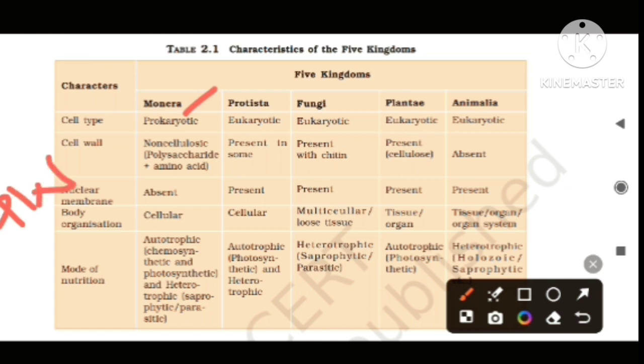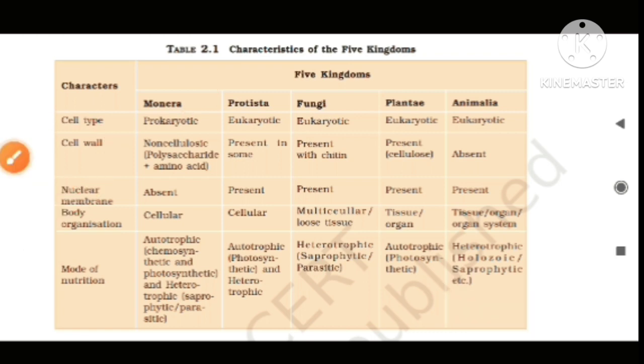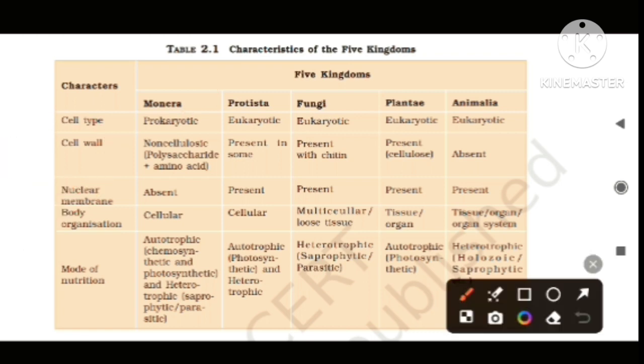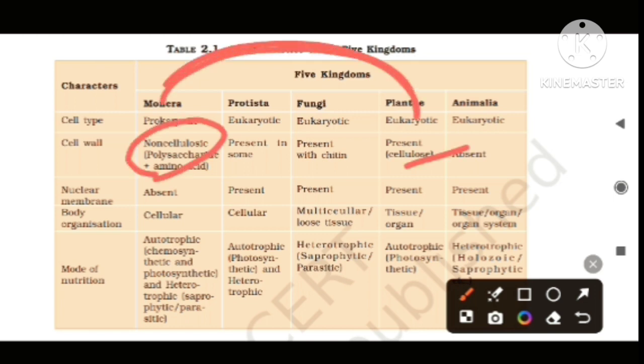What is PW? It is prokaryotic without nuclear membrane. And the other four kingdoms have eukaryotes. Eukaryotes have a nuclear membrane and cell wall. The cell wall of monerans is non-cellulosic, but plants have cellulose. It is the opposite in the cell wall. Non-cellulosic means it is made up of polysaccharides and amino acids.